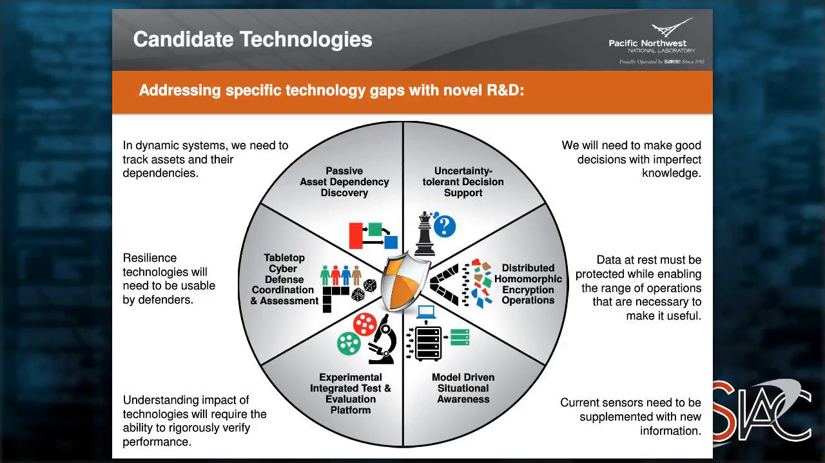Moving to the right, the next one is uncertainty-tolerant decision support. So that was the stuff I mentioned on the previous slide about how do you play games with an adversary beforehand or during a conflict to figure out what's really going on and what your next best move is, realizing that a lot of your information is going to be imperfect.